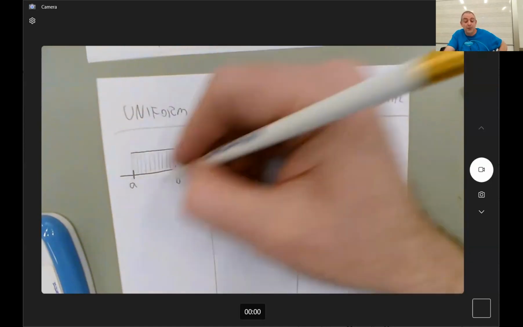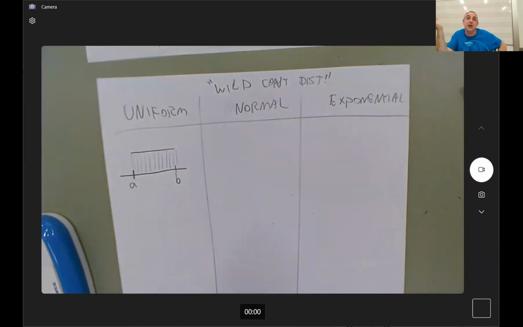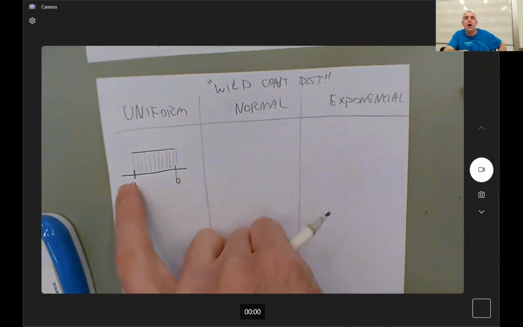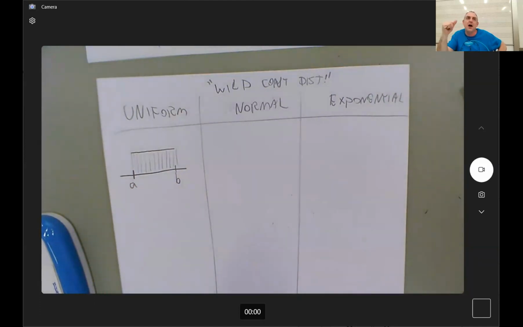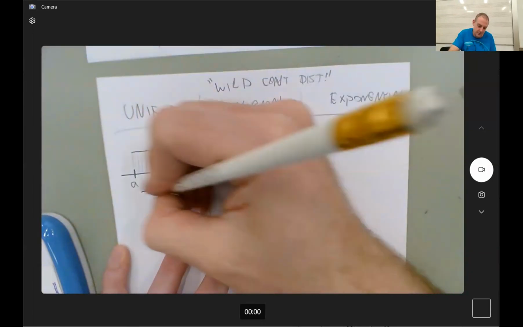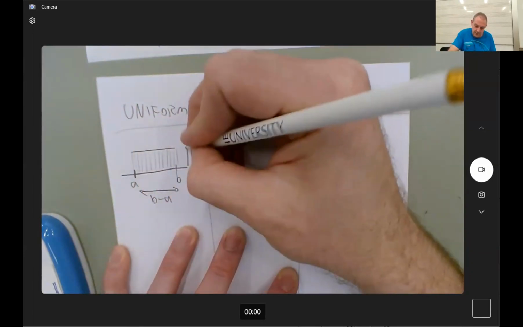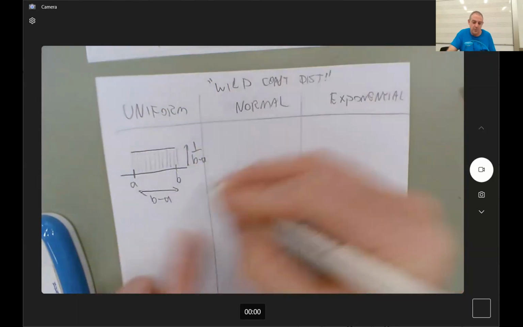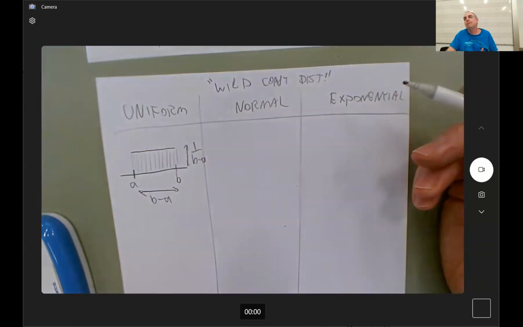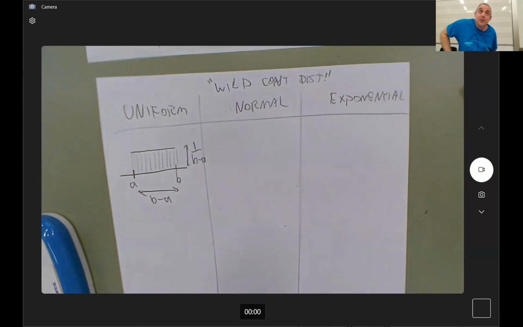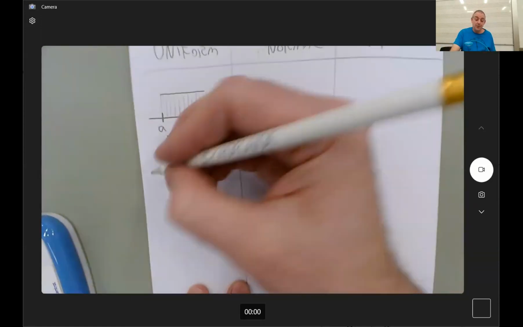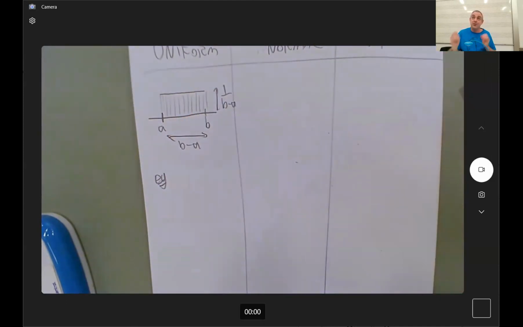Like, if this total area is 1, because it has to be 100%, and it's b minus a wide, it has to be 1 over b minus a high so that the total area comes out to be 1. Like it's this wide and this high, so that when you multiply them, it comes out to 1. So you can always figure out the height of your PDF for a uniform distribution, but nobody needs to know what that is.